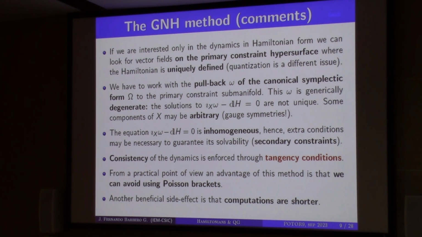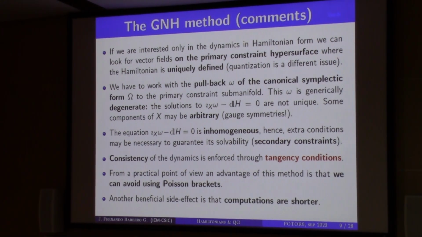Comments on this method. Of course, there are some disadvantages, let me put it that way. If you are only interested in the dynamics, Hamiltonian dynamics, then it will give you something equivalent to the Dirac method, and actually in practical terms it's better to use it. Of course, if you want to quantize, you may have a problem because even if the canonical symplectic form is a very simple object, the pullback of this symplectic form to a primary constraint submanifold may actually be more complicated. So in practical terms, if you want to quantize the system, you may run into trouble. So this one must take into account.